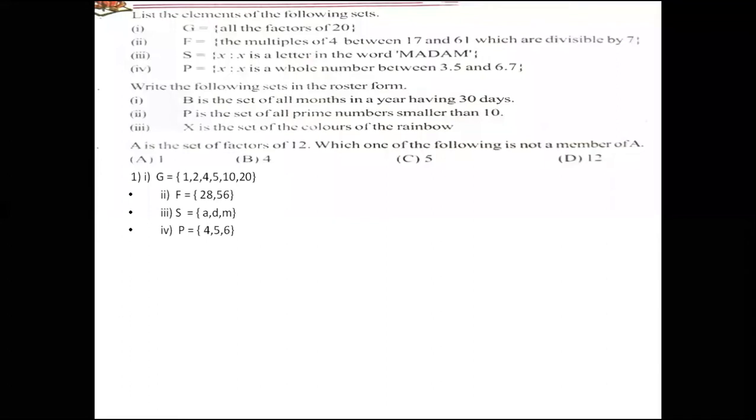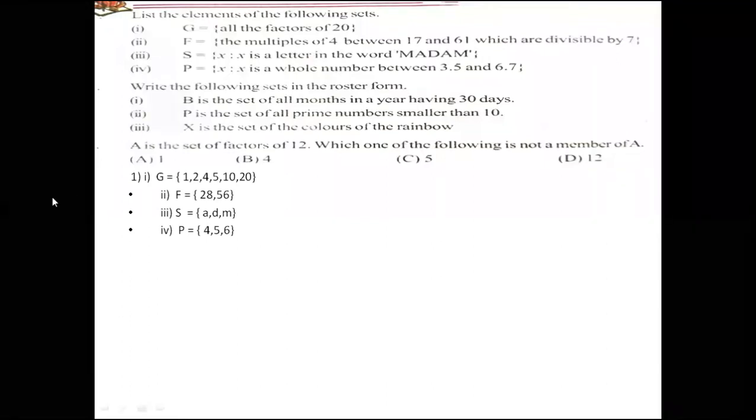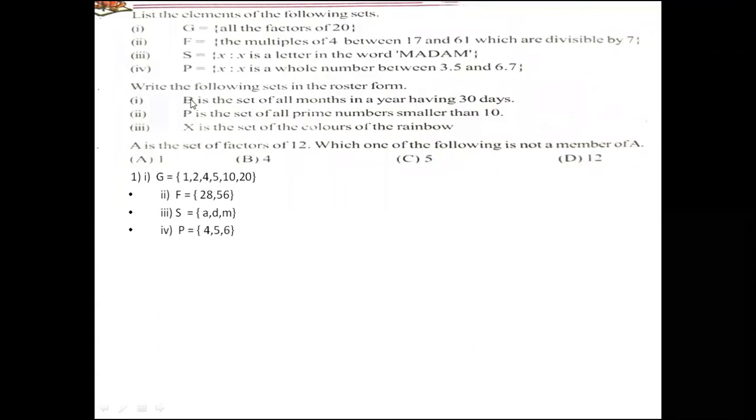Next, the second question is: write the following sets in the roster form. They have given a sentence like this. B is the set of all months in a year having 30 days. Means B is a set which consists of the elements of months having only 30 days.